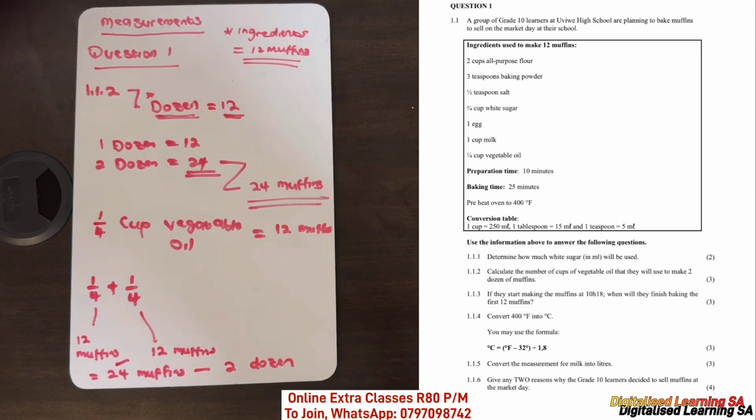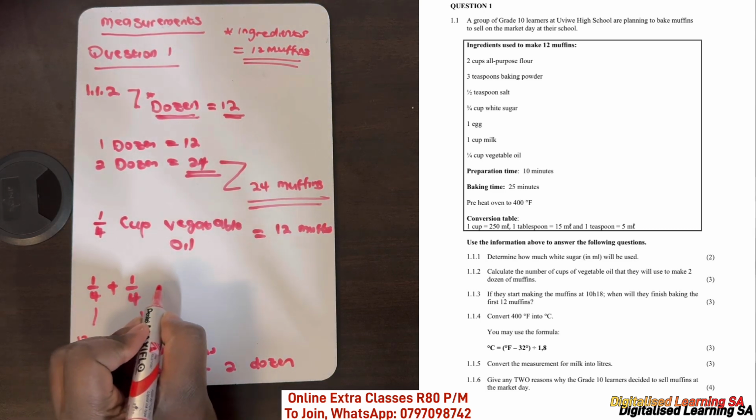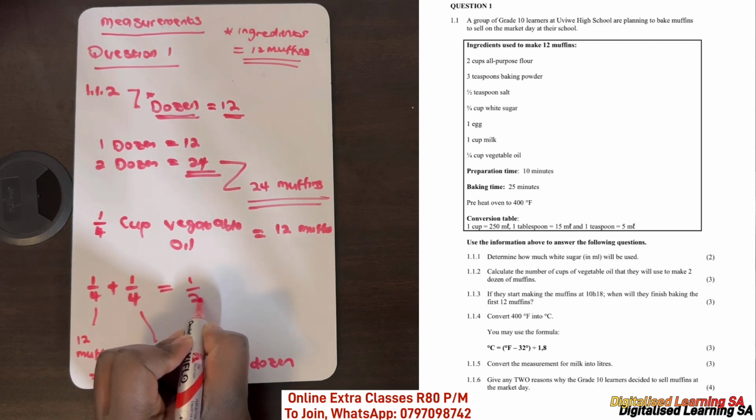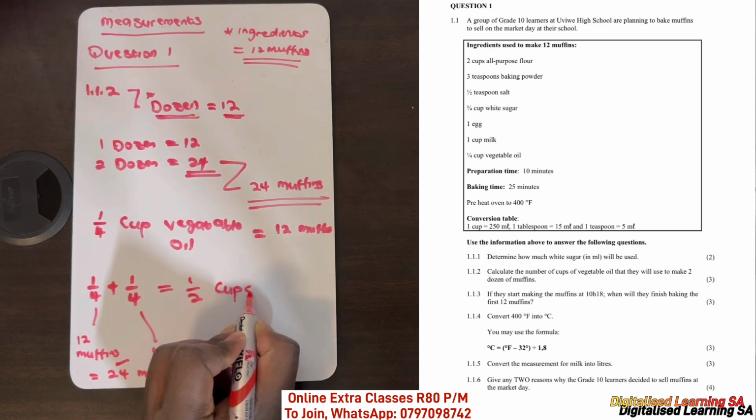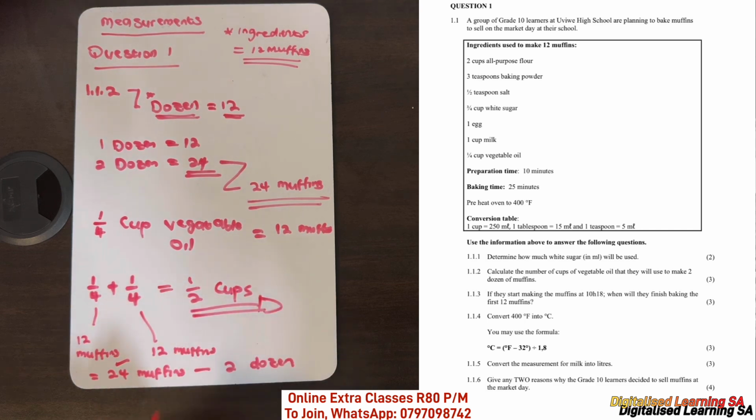So now we'll just add. It will be 1 over 4 plus 1 over 4, meaning that the number of cups will be 1 over 2 cups. And that will be our answer. Okay, so now let's make space for question 1.1.3.